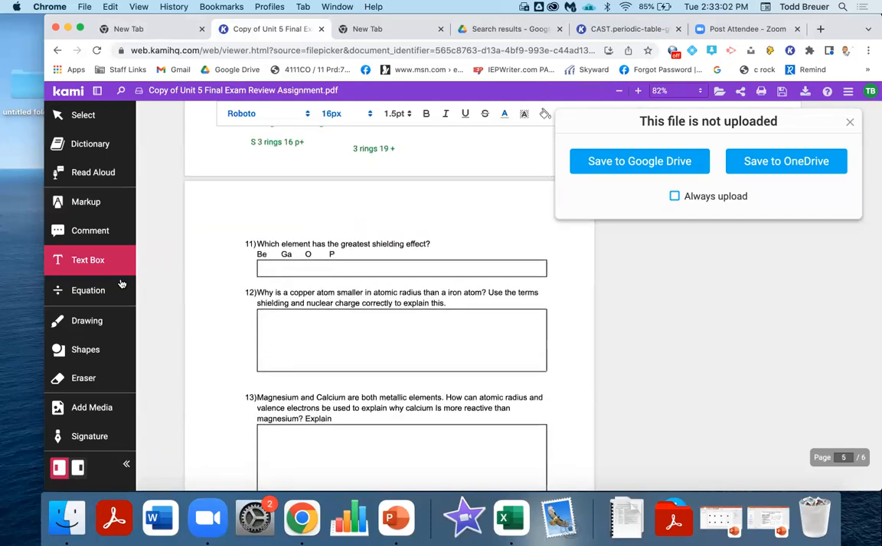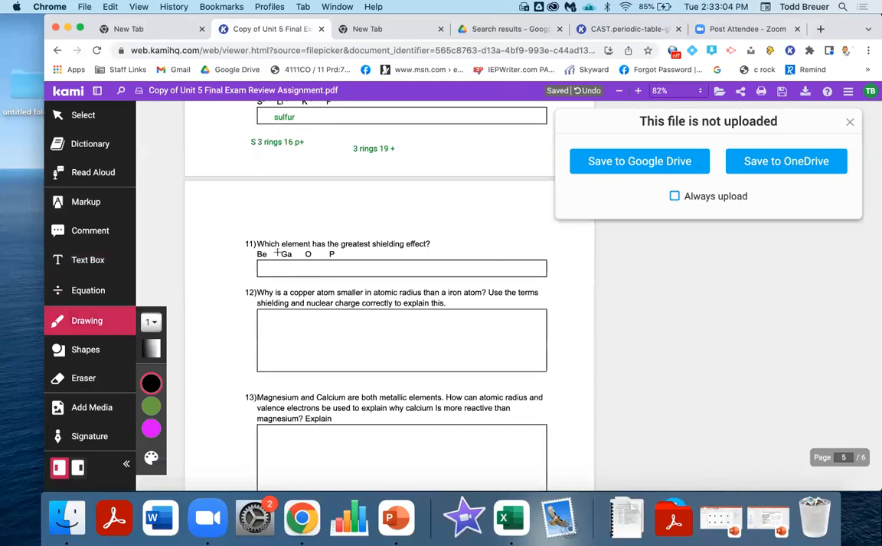Which element has the greatest shielding effect? It's going to be our largest atom. It would be our element gallium. More rings makes more shields for electrons.